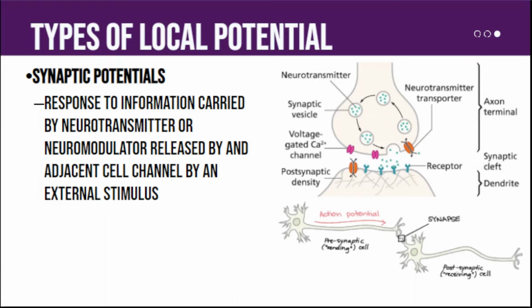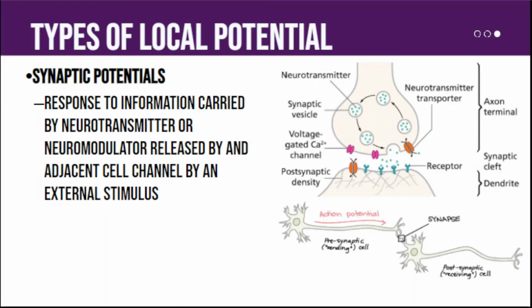I-release ang neurotransmitters in a space called synaptic cleft, because the combination of your axon terminal and dendrite is called a synapse. So in that small space in between the axon terminal and the dendrite, it will release its neurotransmitters. And the neurotransmitters will attach to the receptors found on your dendrite.